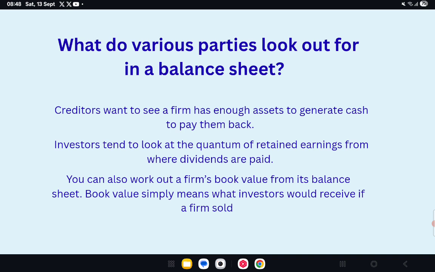So for creditors, people who lend the company money or want to lend the company money, what they want to know is, do you have enough assets to generate cash? If you are barely generating cash, or in fact, in some cases, you barely have cash, why would I want to lend money to you?